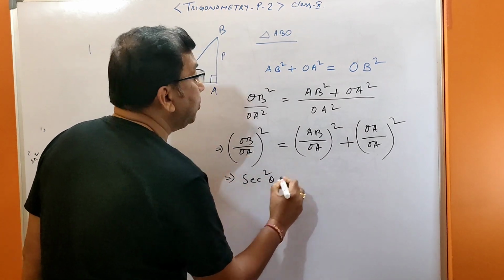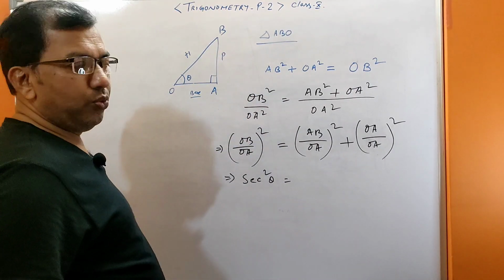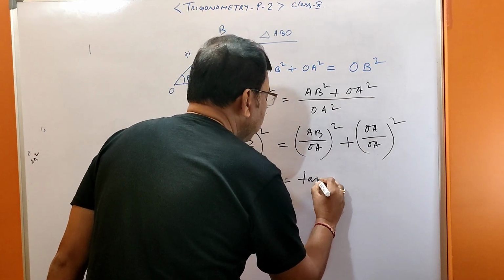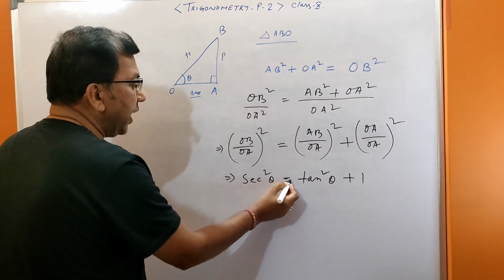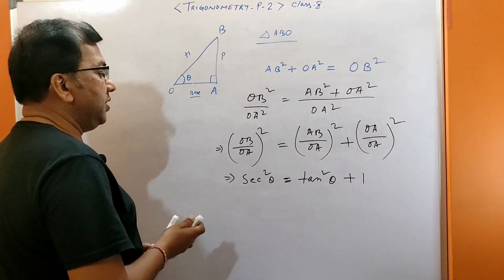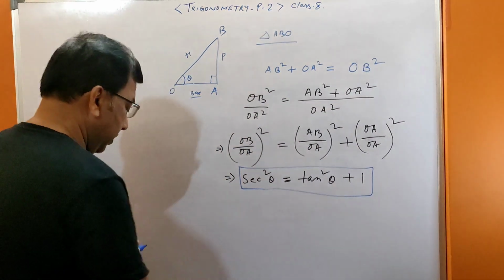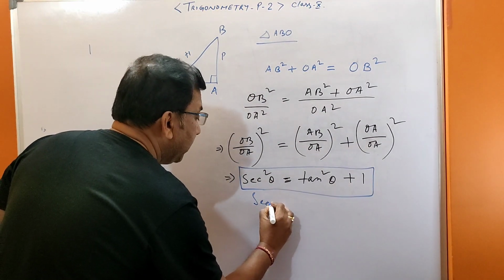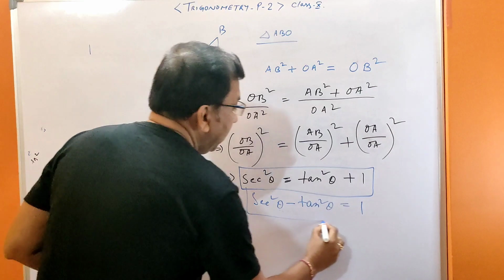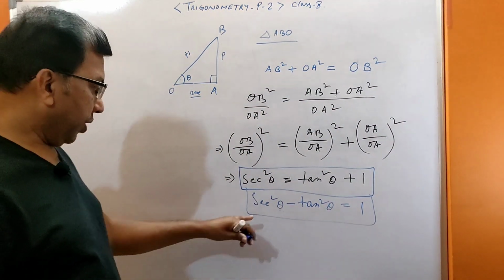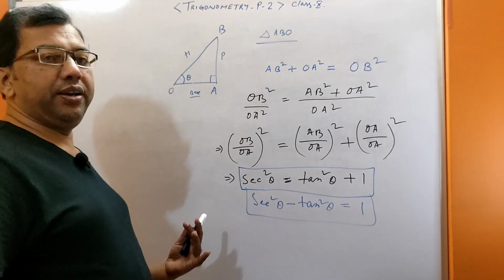Sec square theta equals to AB by OA, perpendicular by base, that is tan square theta, plus 1. So this is the formula: sec square theta equals to tan square theta plus 1. You can also write sec square theta minus tan square theta equals to 1. This is also a formula and a relation property. Sec square theta minus tan square theta is 1, and sec square theta minus 1 equals to tan square theta. Whatever you want, you can write.